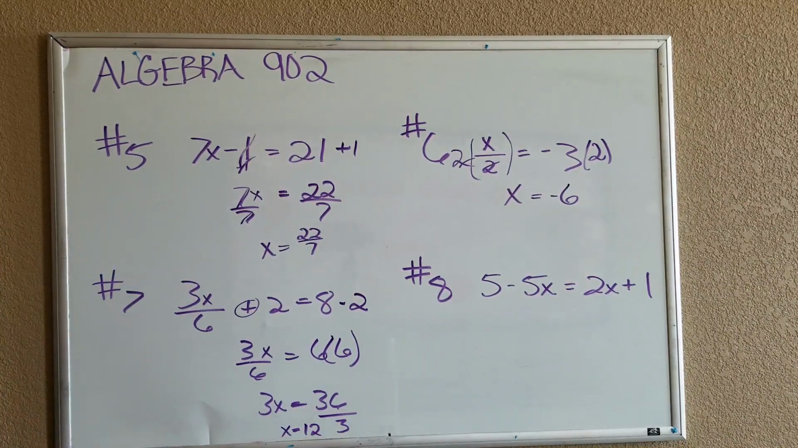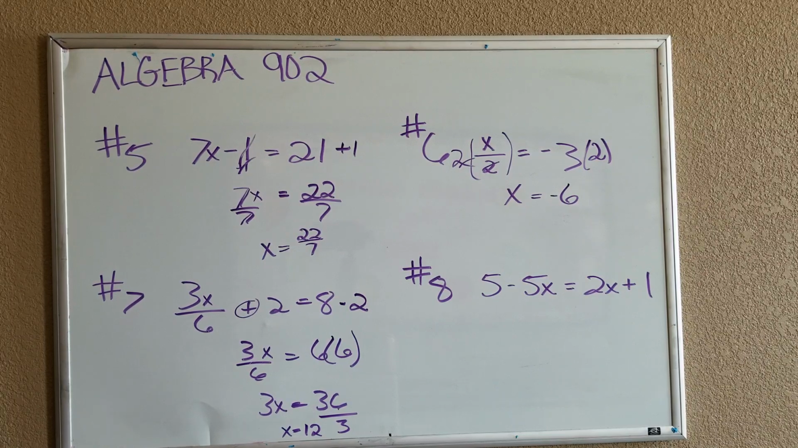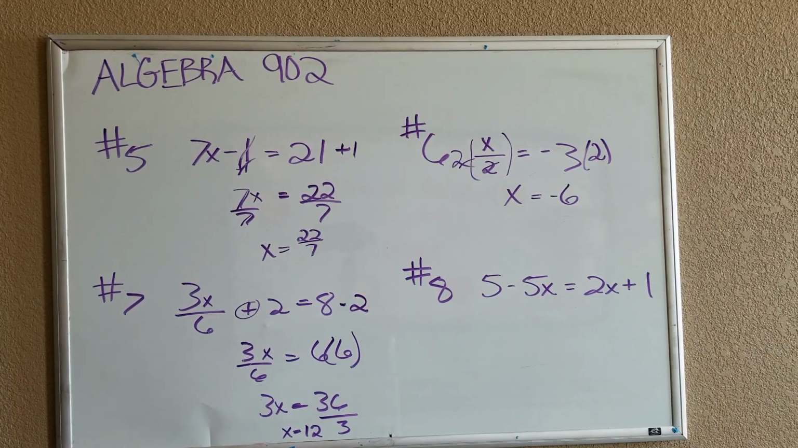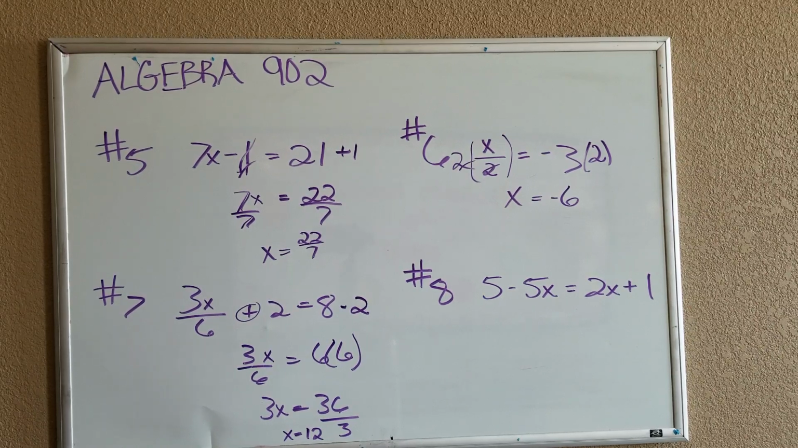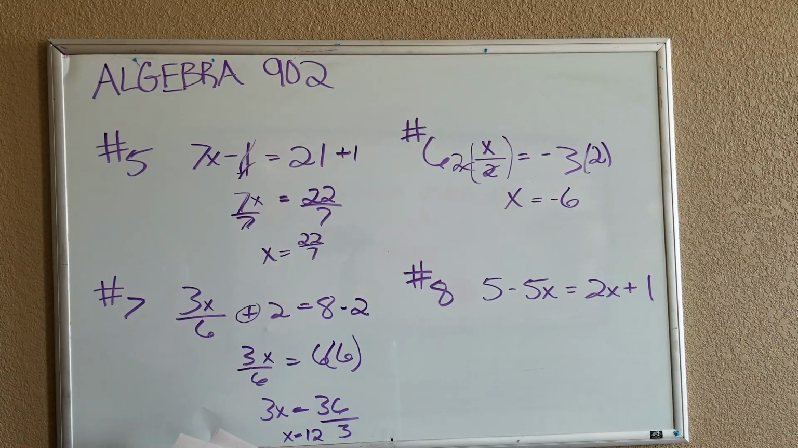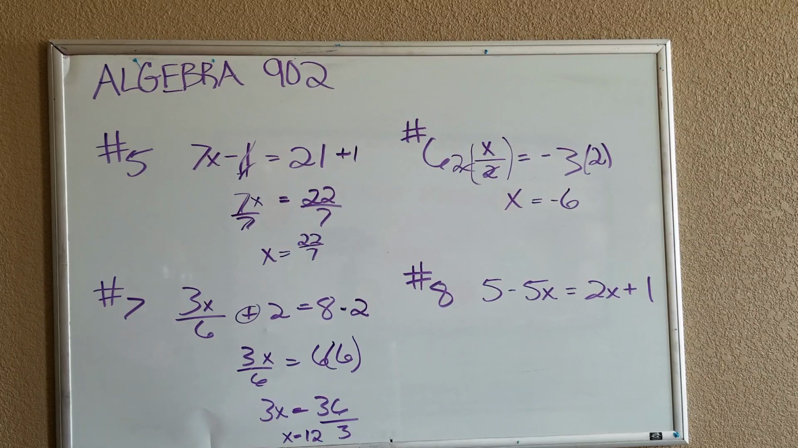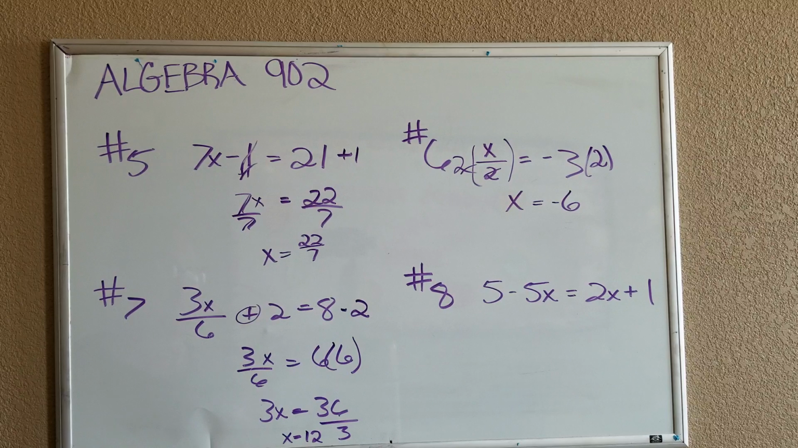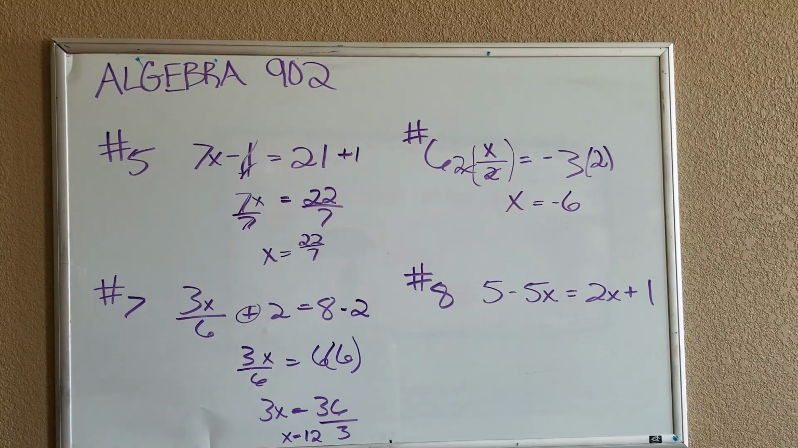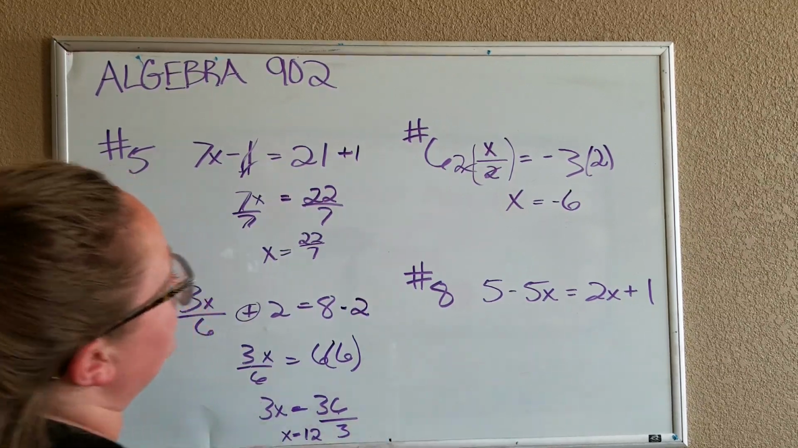All right, number 8, they ask you a question. They say, in the solution of the equation 5 minus 5x equals 2x plus 1, 5x is added to the equation first. Which of the following should be done next? So what they're teaching you is how to deal with a variable on both sides of the equation.